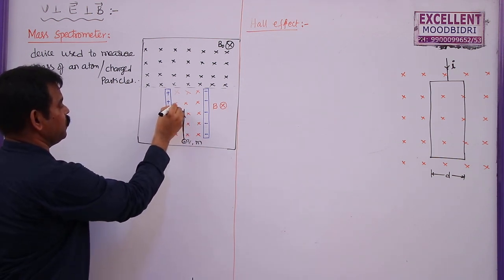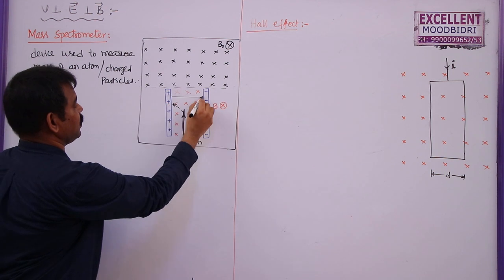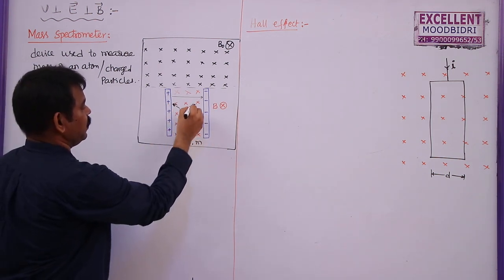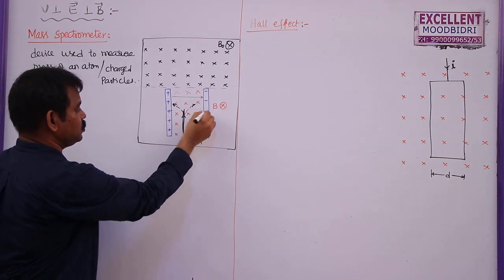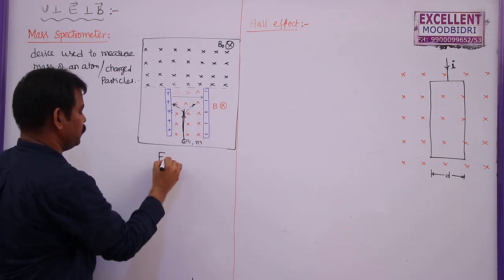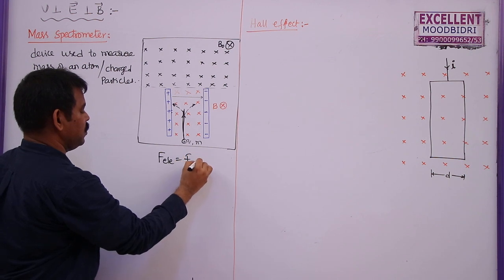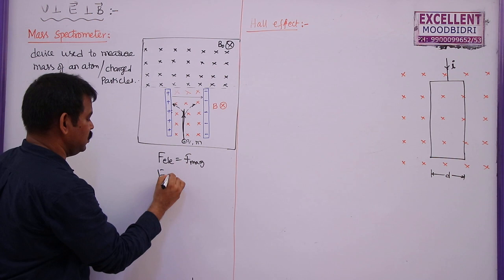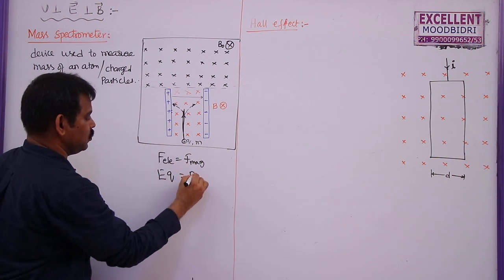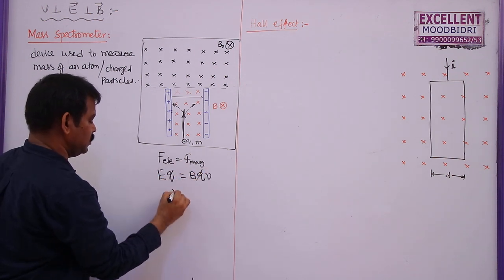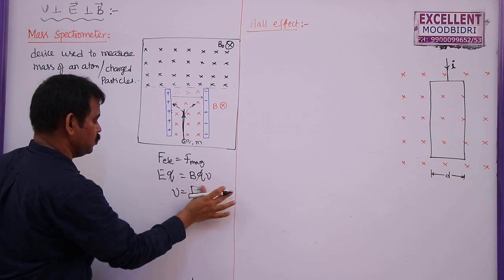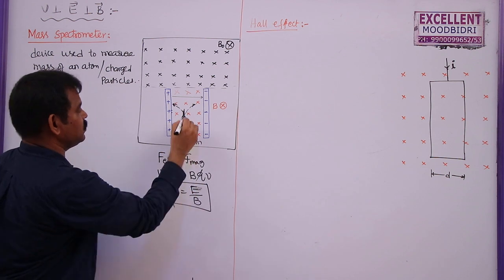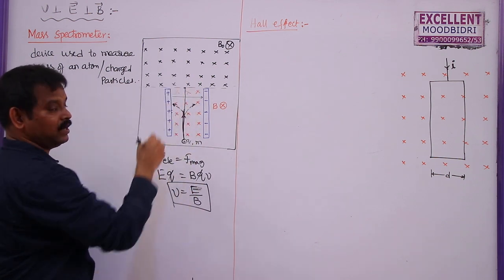Generally magnetic force will act like this, but as there is an electric field from left to right, it will experience an electric force in this direction. If these two are equal and opposite, then F electric is equal to F magnetic initially. So what is the electric force here? This is EQ, which is equal to BQV, Q cancels. Velocity is equal to E by B. So this is the velocity with which it enters the second magnetic field.